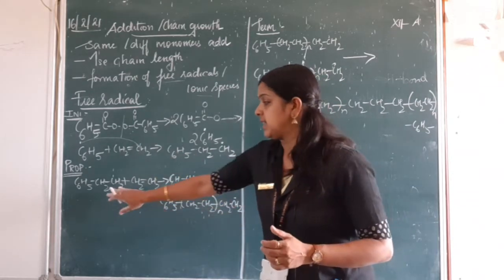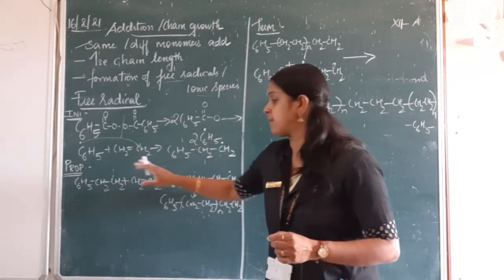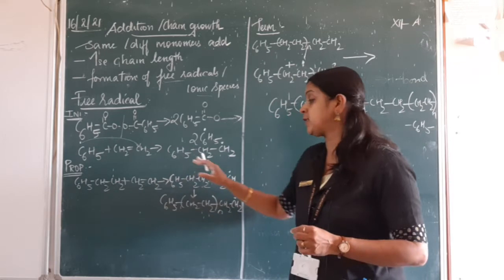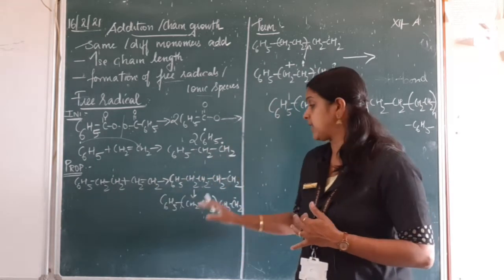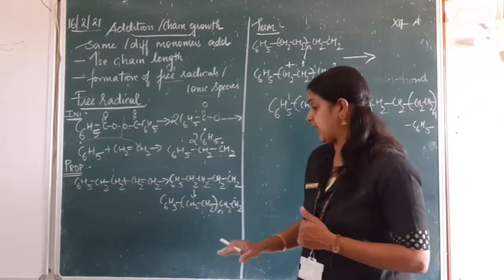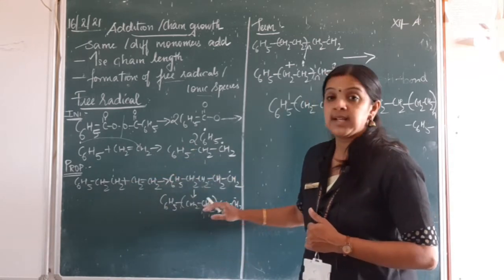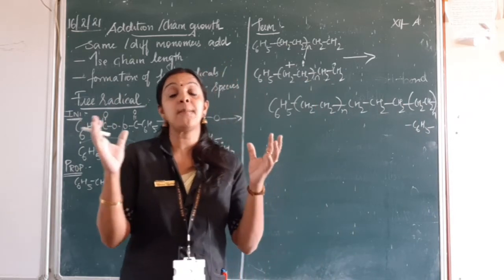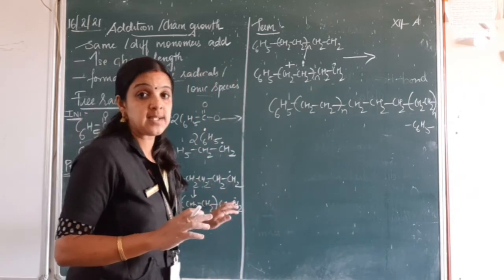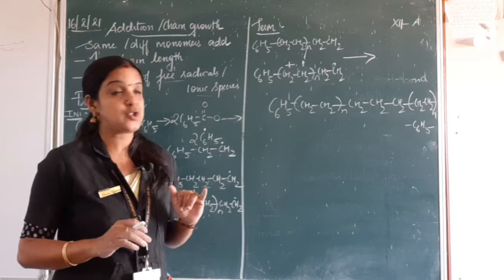So here the larger radical combines with another ethene molecule to produce a radical that is one step bigger than the previous free radical. So this continues till it reaches a radical of a bigger size. That step we call chain propagation.